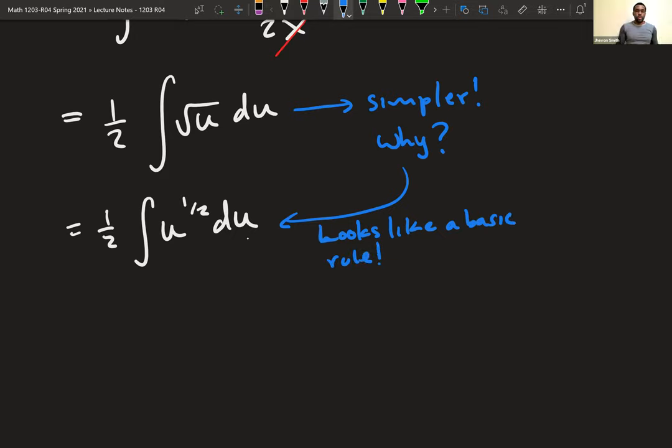So it went from a situation where it didn't look like a basic rule to a situation where it did. And now we can just apply the basic rule. It looks like x to a power, right? So I'm going to add 1 to the power, divide by the new power. Adding 1 to a half makes it 3/2. Dividing by 3/2 is the same as multiplying by 2/3. So this is going to be 1/2 times 2/3 times u to the 3/2 plus c.